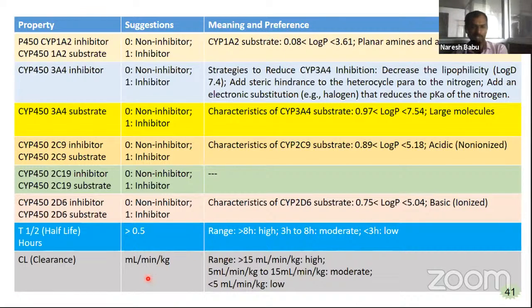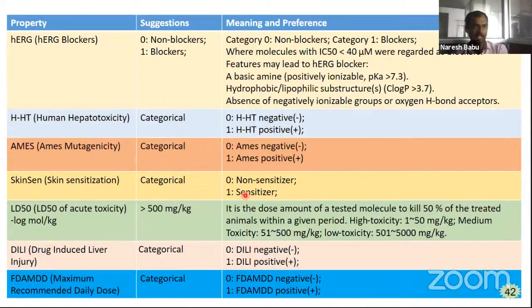And clearance is given in ml per minute per kg. Greater than 50 ml per minute per kg is high, 5 to 15 means moderate, and less than 5 means low. So this is the renal clearance. For hERG channel inhibitors, 0 indicates a non-blocker and 1 indicates a blocker. Human hepatotoxicity: 0 indicates negative and 1 positive. Ames mutagenicity, similarly 0 is negative and 1 is positive.